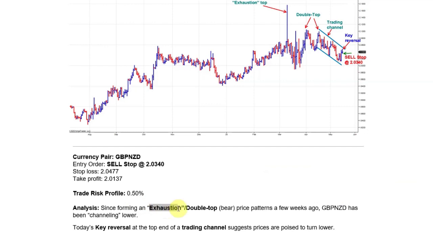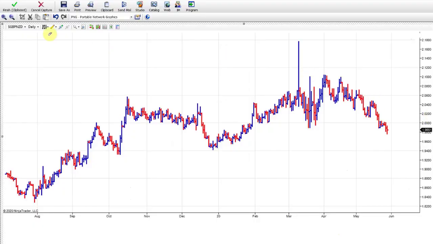I said since forming the exhaustion or double top a few weeks ago, pound New Zealand has been channeling lower. Today's key reversal at the top end of the trading channel suggests prices are poised to turn lower. So I'll go to the real-time chart, show exactly where I got in and what happened. In this chart, we are looking at a daily chart of the British pound versus New Zealand dollar.